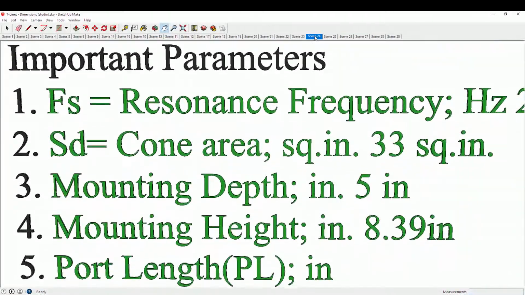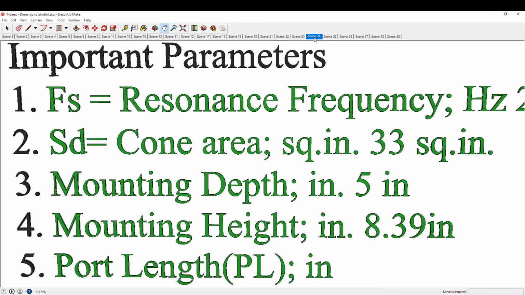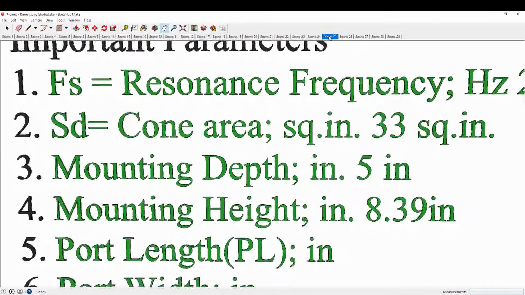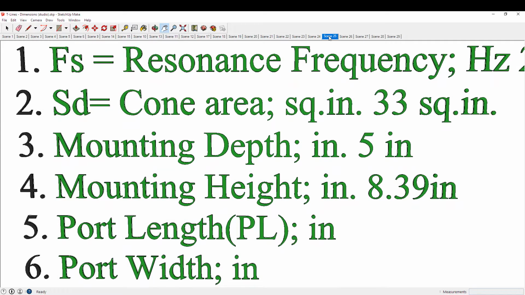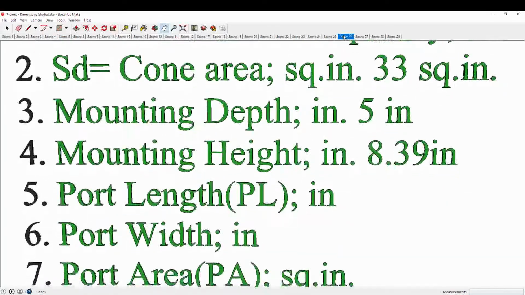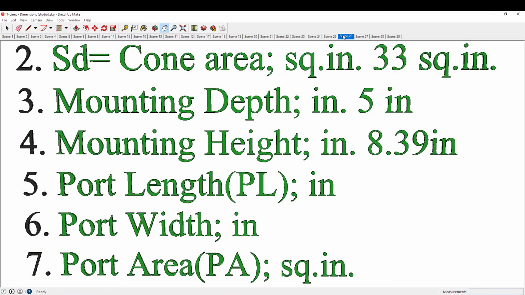You're also going to need to know the port length, or you're going to have to actually calculate port length, and it's going to be represented in the formula as PL, and this is also going to be in inches. Port width is also very important, because with port width and port height you're actually going to get the port area, and port area is going to be represented by the acronym PA within the formula, and it's also going to be in square inches.